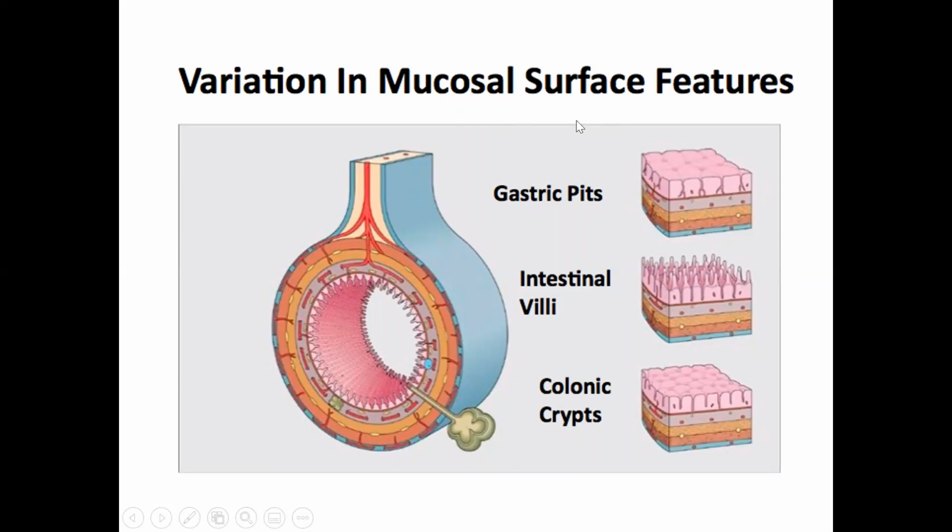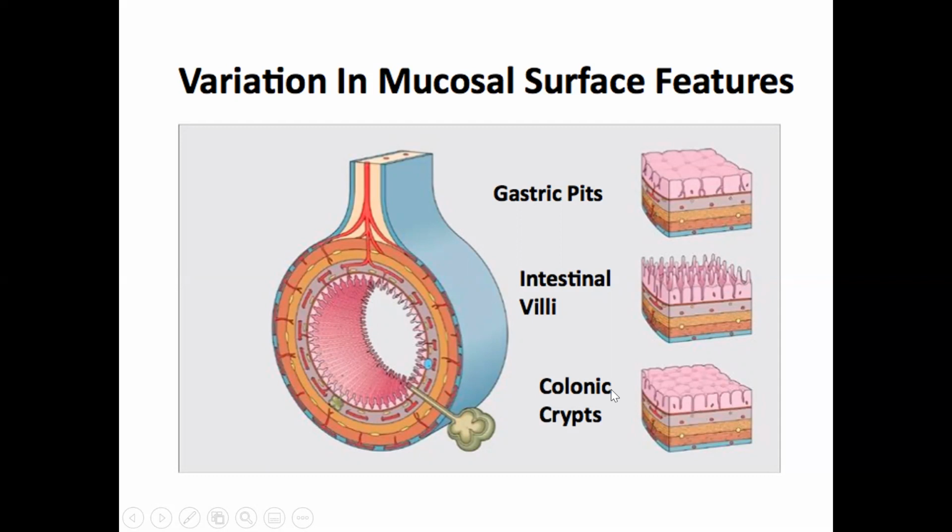Let's review the different mucosal surface structures that you're going to see in the different organs. In the stomach, you have gastric pits. Those are long, elaborate villi, not villi, I said the wrong word, long, elaborate invaginations, so it goes down into it. Then in the small intestine, you have villi that go up. And in the large intestine, you have the intestinal crypts, which means they go down into it.